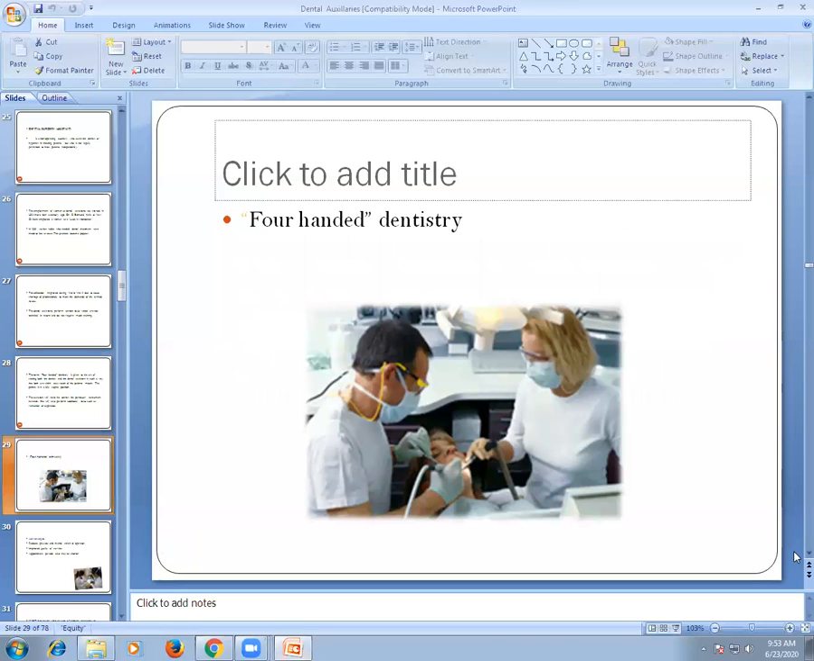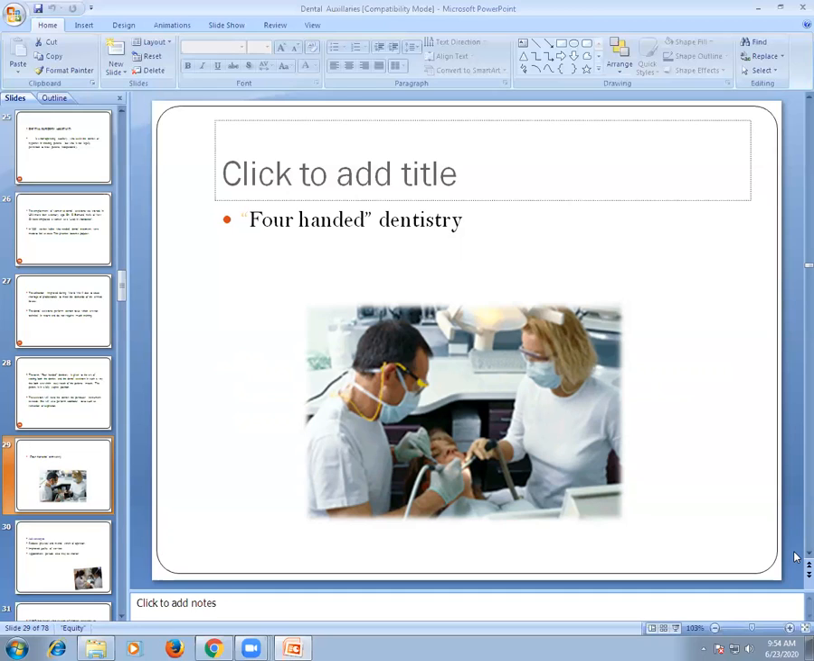See this picture, the role of the four-handed dentist. Two hands of the dentist and two hands of the assistant become four-handed dentistry, for easy reach to the patient's mouth.